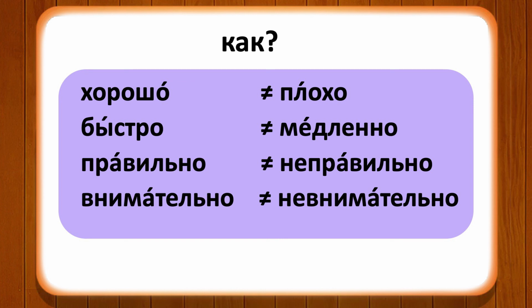Хорошо, плохо, быстро, медленно, правильно, неправильно, внимательно, невнимательно. Let us now see how they can be used along with the verbs.